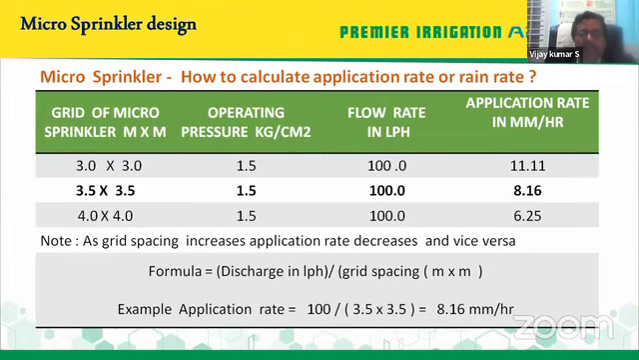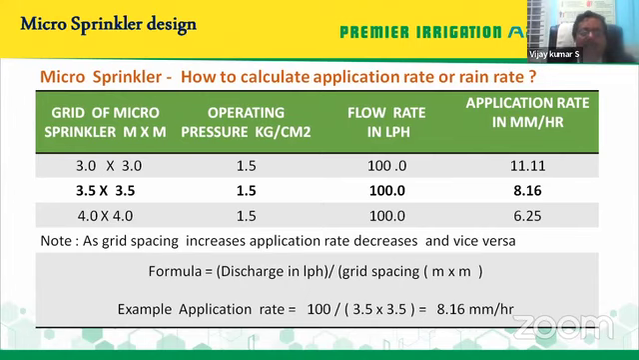In the next step, we will have to calculate what is called the application rate or rain rate. That means if I operate the sprinkler or a set of sprinklers for 1 hour, how much water is it going to give in millimeters per hour? This calculation is very critical, because if you give a higher application rate in an area where the soil is clayey, then the water is going to run off. You will have to match your application rate to the soil type.